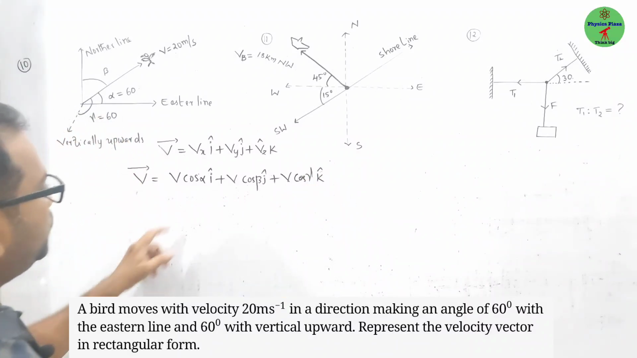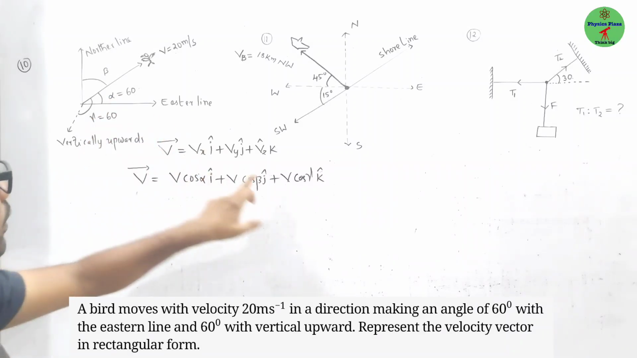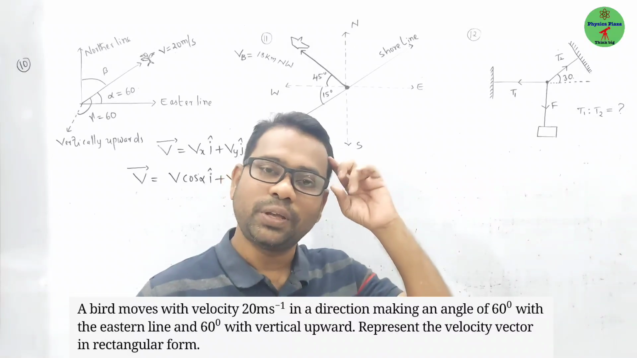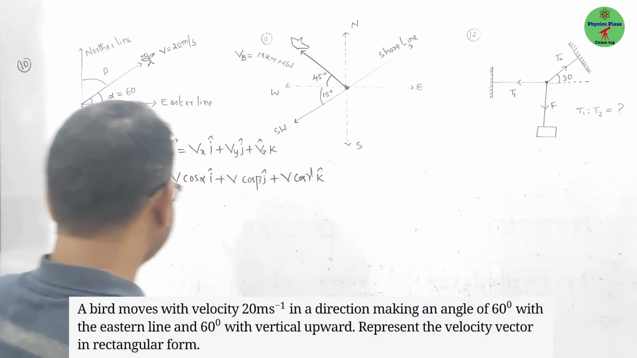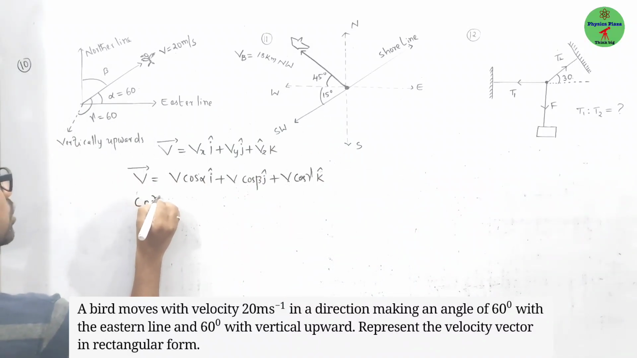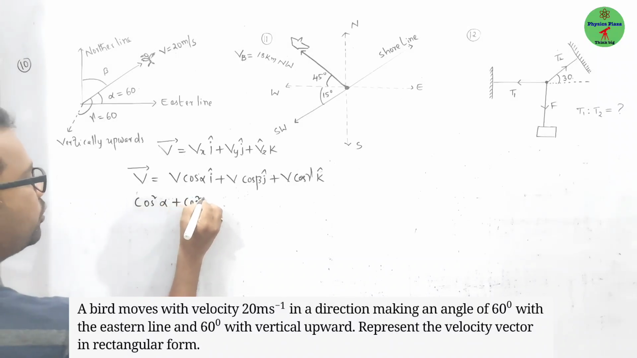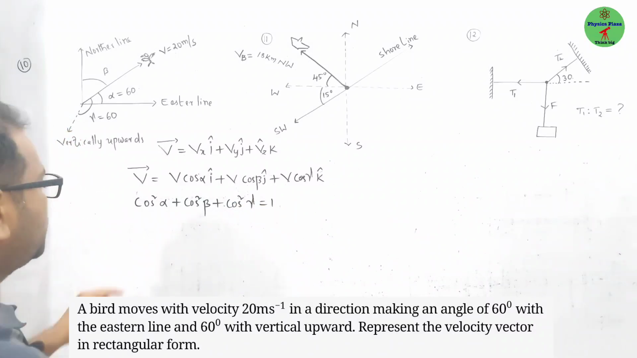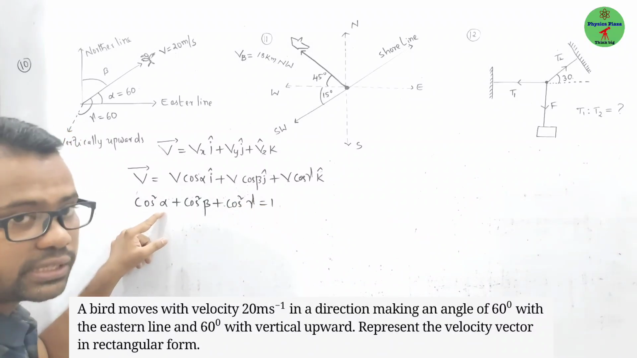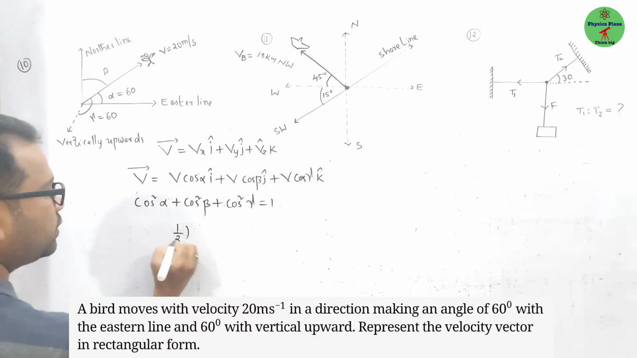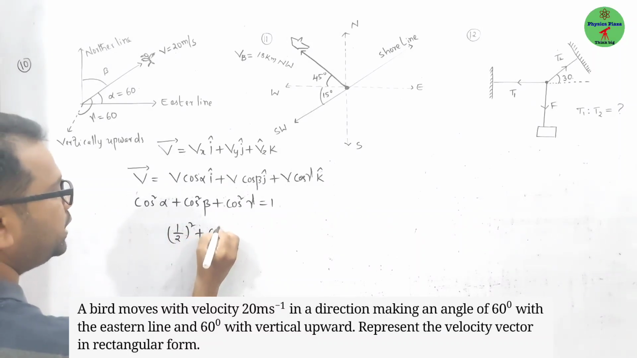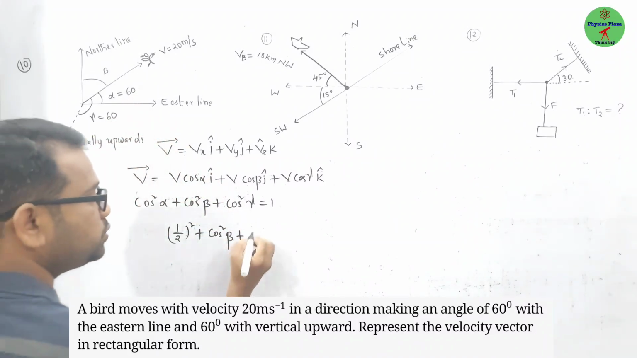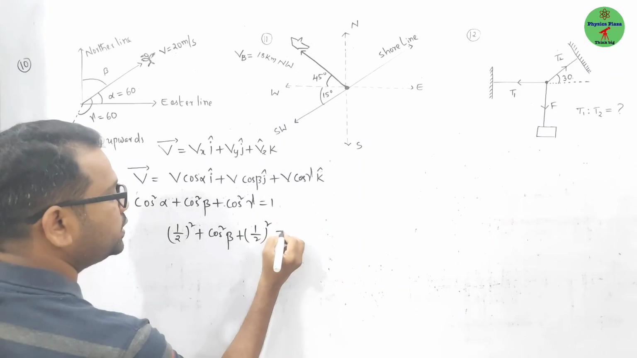But the problem is that we know the alpha value, we know the gamma value, but the beta value is not known. That has to be calculated. So here we have to use the concept of direction cosines. We know that cos square alpha plus cos square beta plus cos square gamma is equal to 1. Use the relation. So cos square alpha is how much? Cos 60 is 1 by 2, so 1 by 2 whole square. Cos square beta is not known. And cos square gamma also, cos 60 is 1 by 2, so 1 by 2 whole square, is equal to 1.